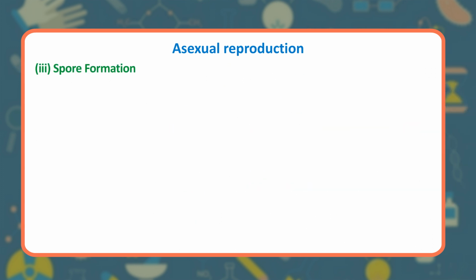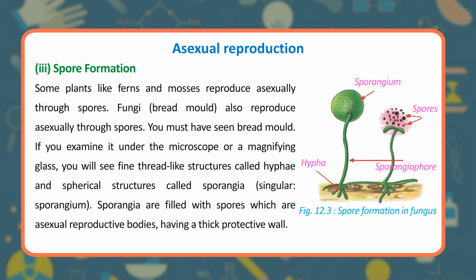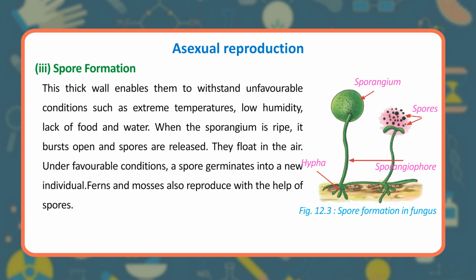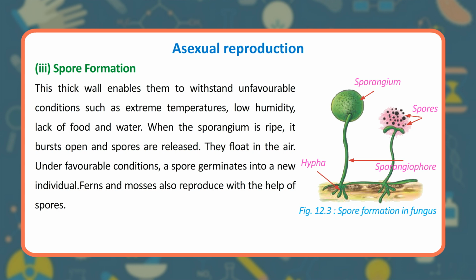3. Spore formation. Some plants like ferns and mosses reproduce asexually through spores. Fungi, like bread mold, also reproduce asexually through spores. You must have seen bread mold. If you examine it under the microscope or a magnifying glass, you will see fine thread-like structures called hyphae and spherical structures called sporangia, singular, sporangium. Sporangia are filled with spores which are asexual reproductive bodies, having a thick protective wall. This thick wall enables them to withstand unfavorable conditions such as extreme temperatures, low humidity, lack of food and water.